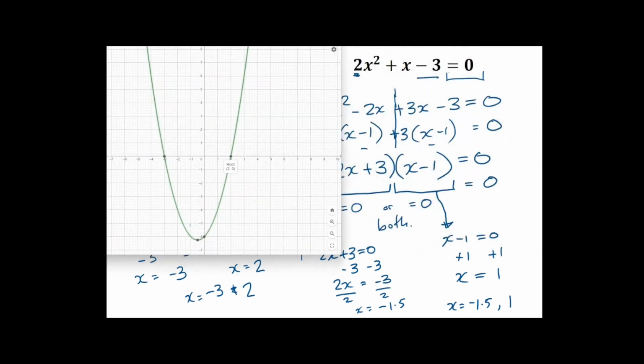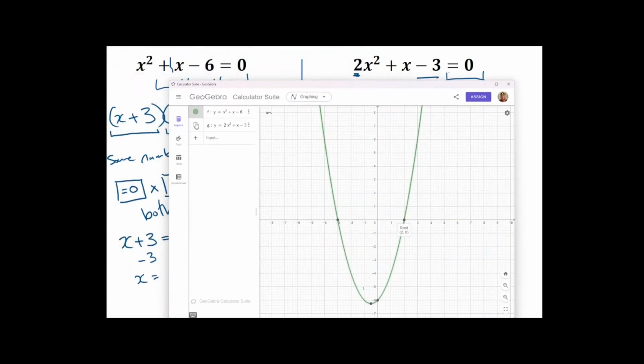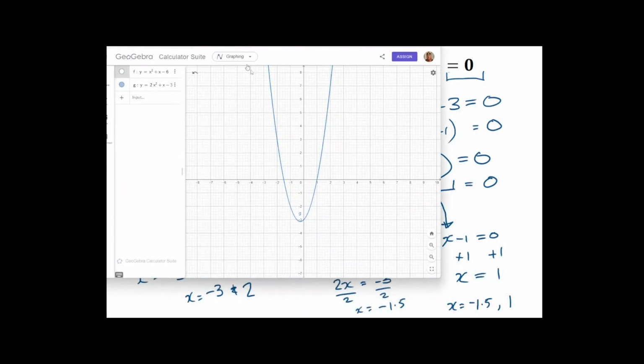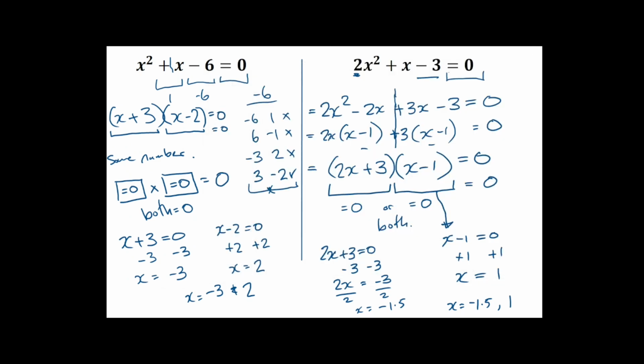Okay. For the 2x squared plus x minus 1 equation, let's close that down. What answers did we get? Well, we got -1.5 and +1. And sure enough, -1.5 and 1. Coincidence? No. This does have practical applications.